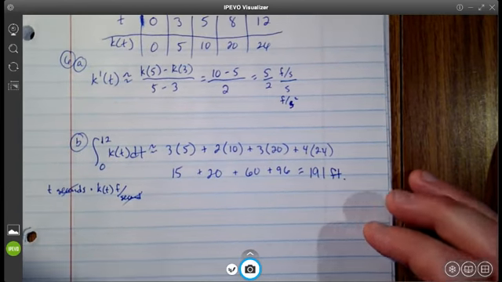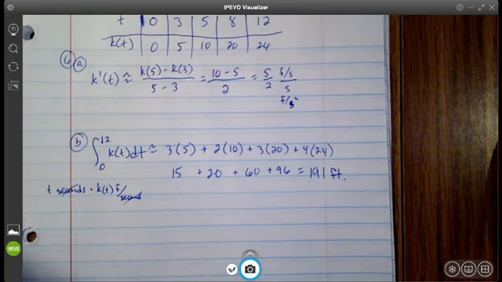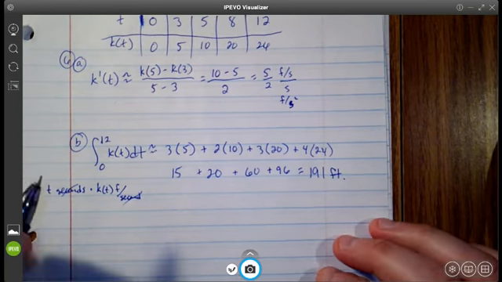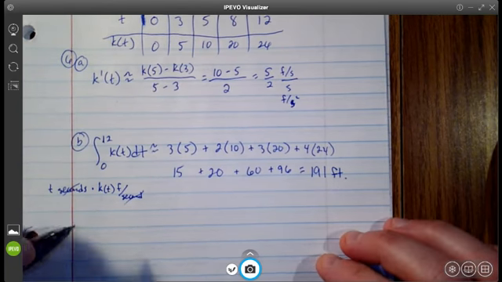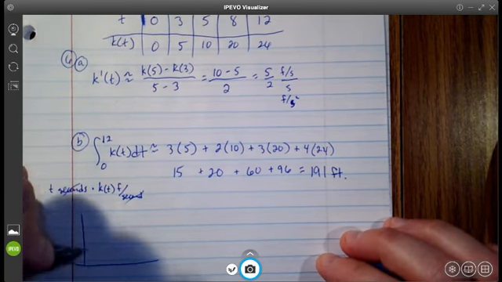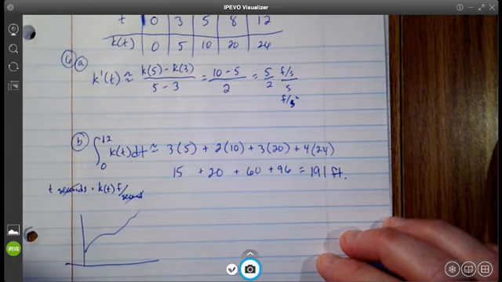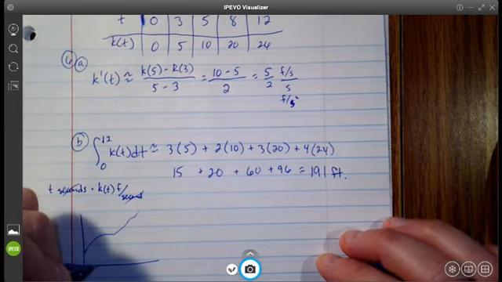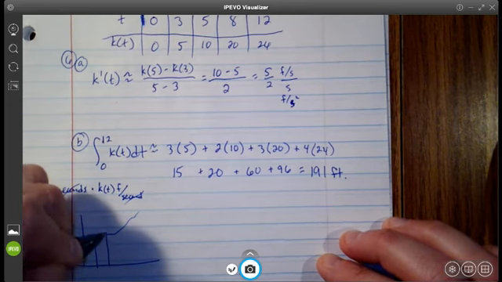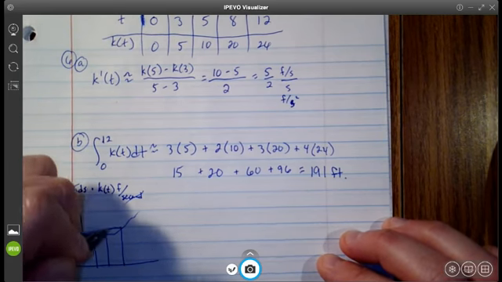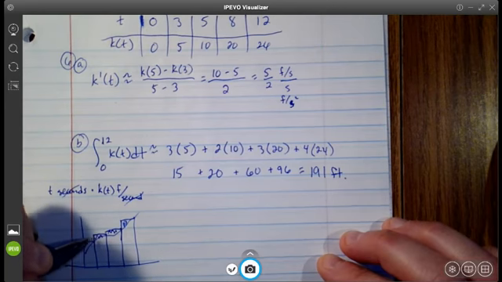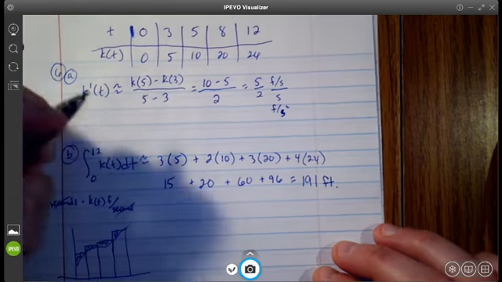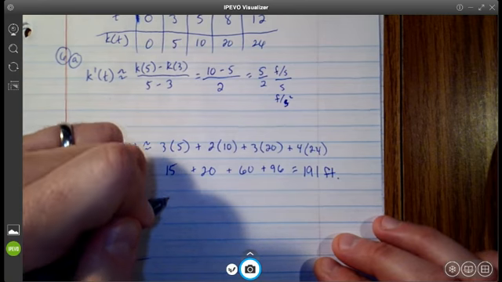Now it also says, is this approximation an overestimate or an underestimate for the value of k of t? So what were you told? Up at the beginning, you were told that k is differentiable and increasing. So let's say that I have a graph of a function that is increasing, something like that. If I use a right Riemann sum to estimate the area under the curve and it's increasing, I am going to get an overestimate because you notice how these areas are going to be above the curve.